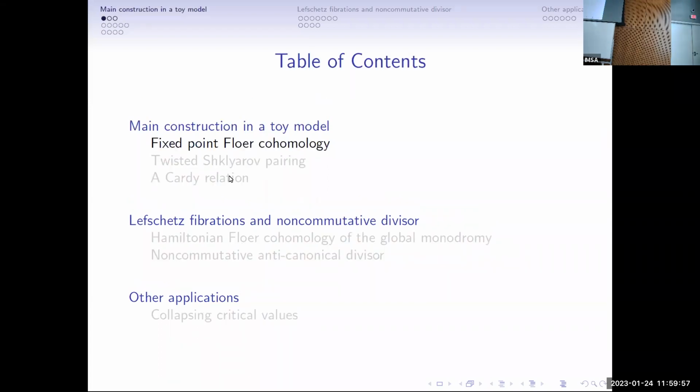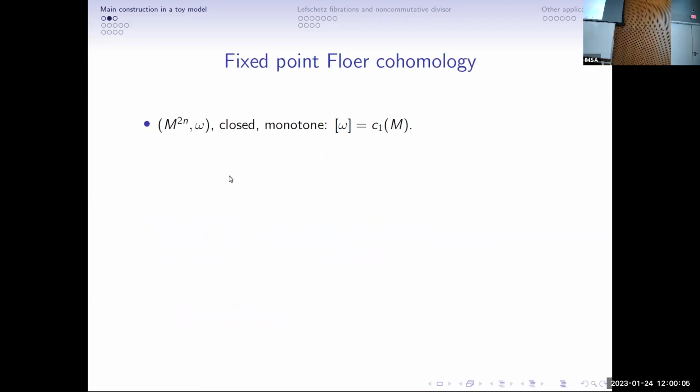So the first topic is about fixed point Floer homology, which is a kind of application of the Lefschetz number of a homology from a manifold. In our setting, we're going to look at a closed monotone symplectic manifold. In other words, the cohomology class represented by the form is equal to the first Chern class of the manifold. I choose normalization to make its constant being 1. You can always rescale the form to make sure that this condition is true for any monotone manifold in a classical sense.